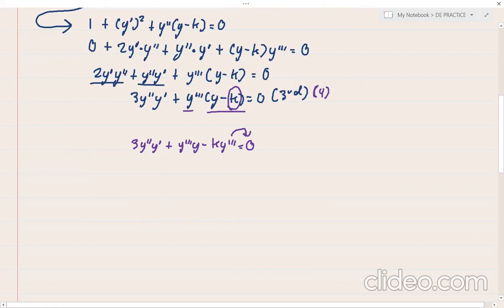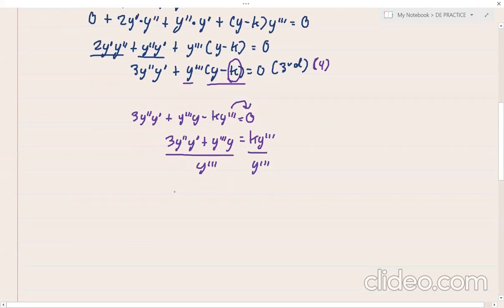So i-transpose ko si k y third prime sa kanan. So meron akong k times y third prime. Then copyahin ko yung mga ibang terms: 3y second prime times y prime plus y third prime times y. At para makuha ko si k, we will divide both sides by y third prime. So yun, meron na tayong 3y second prime times y prime plus y third prime times y all over y third prime is equal to k.